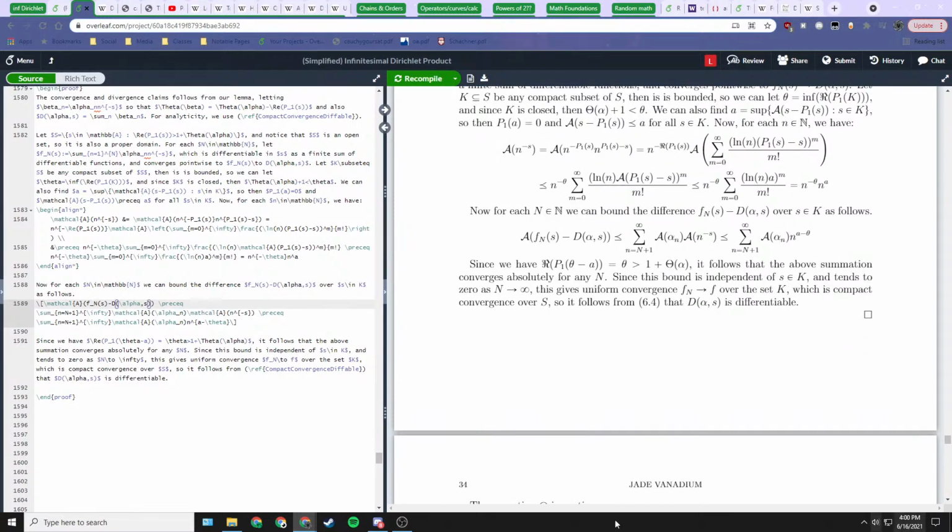Since we have this, it follows that the above summation converges for any n. Since this bound is independent of s and k and tends to 0, actually we don't really need absolute convergence, but since all the terms are positive, that's implied, so the summation converges for any n. Since this bound is independent of s and k, it tends to 0 as n goes to infinity. This gives uniform convergence of f_n(s) to d alpha s over the set s and k, which is compact convergence over s.